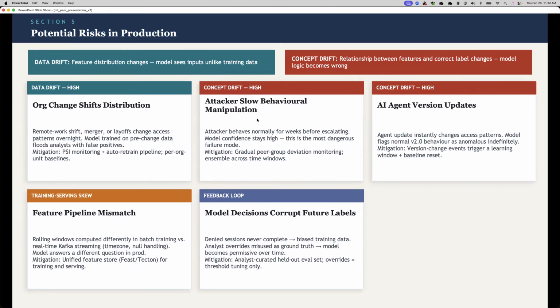Attackers may slowly mimic normal behavior before escalating, or AI agent updates may abruptly change behavior. These are mitigated through peer group analysis, model ensembles across time windows, and explicit agent version signaling. Additional risks include training-serving skew, addressed through a unified feature store, and feedback loop corruption. This is mitigated by maintaining a clean, analyst-curated evaluation dataset.